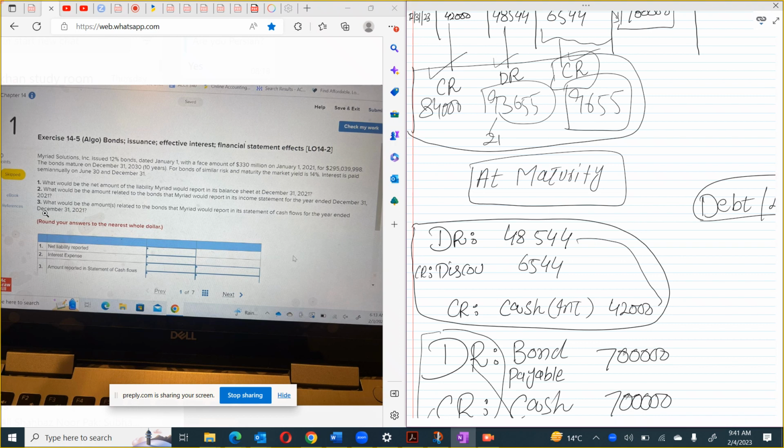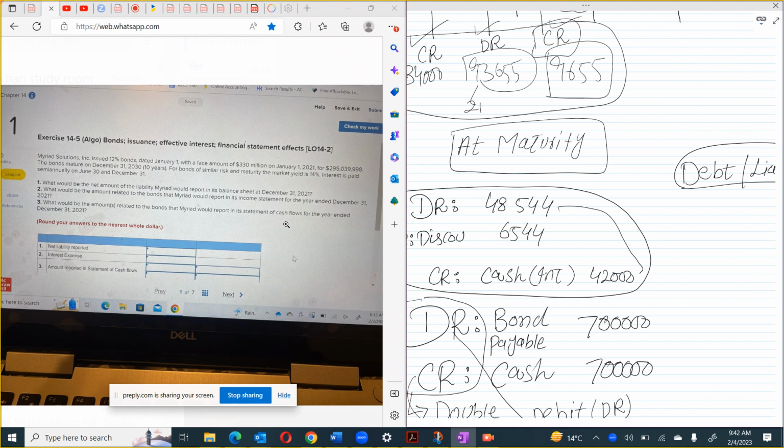Now, what is the requirement? What would be the net amount of liability that would be reported in its balance sheet at 31st December 2021? So what is the starting date? 1st Jan 2021. So this means that we have to make a table only for 1 year. What would be the amount related to bonds that would be reported in the income statement for the year end? This means interest expense. We will record interest expense. What would be the amount related to the bonds reported on the statement of cash flows? This means we need to calculate the cash.